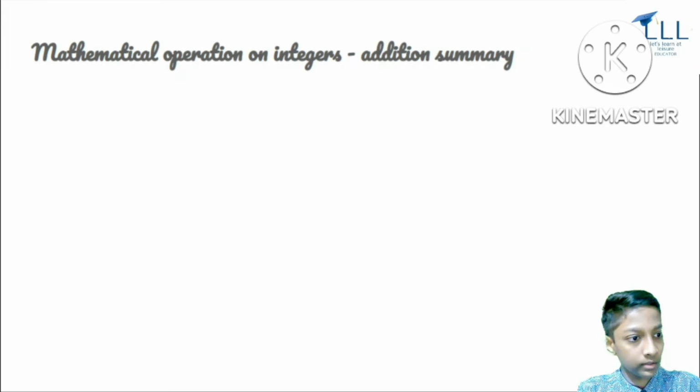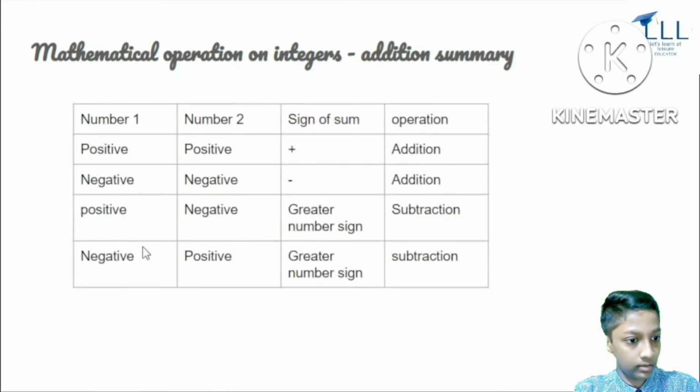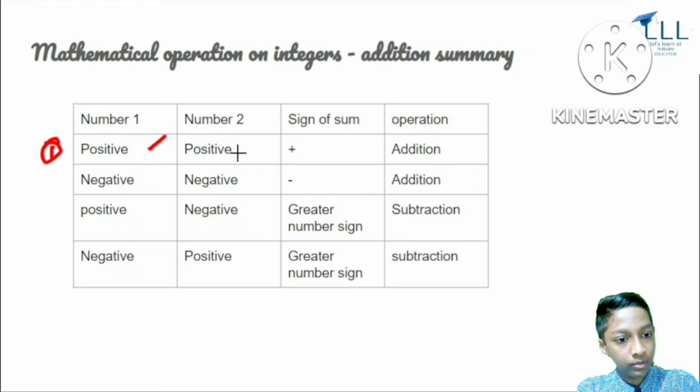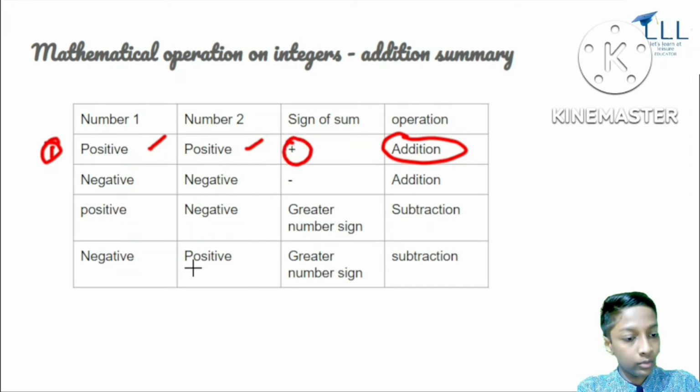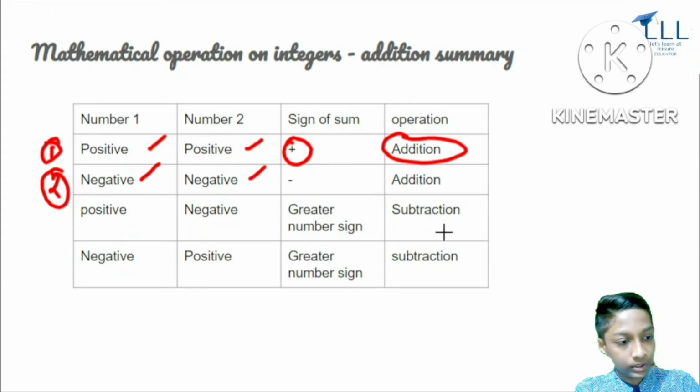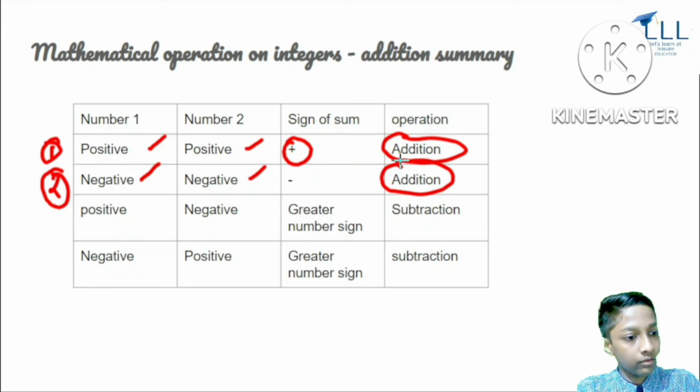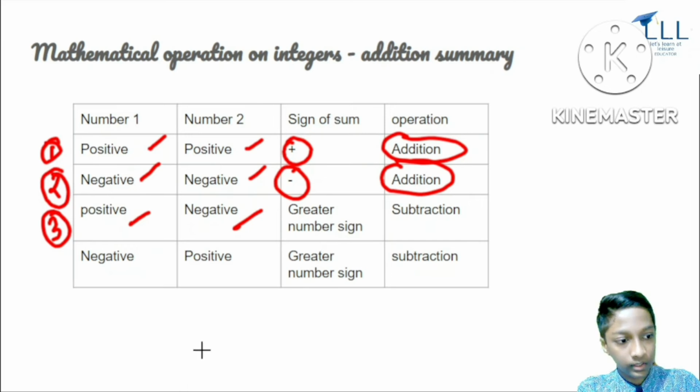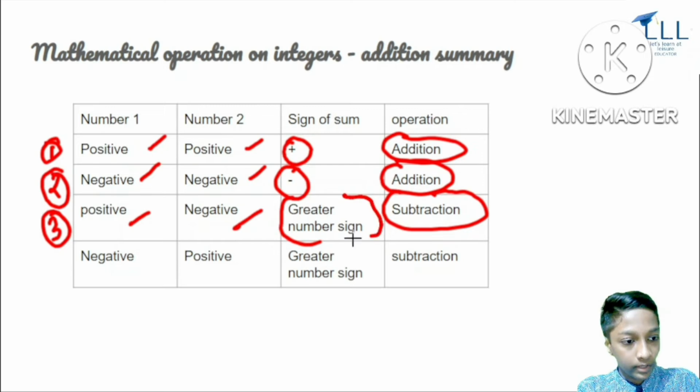Now let's see the summary of those cases. In the first case, we get both numbers as positive. Then we have to add and put a positive sign, since both the numbers are positive. In the second case, we get both numbers as negative. Then we have to add and put a negative sign. In the third case, we get one positive number and one negative number. Then we have to subtract and put the sign of the greater number.